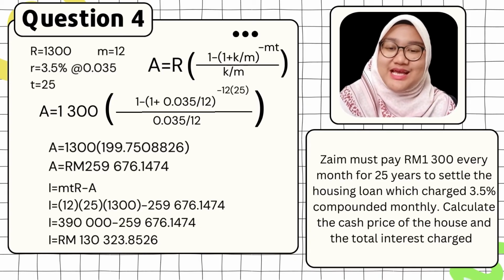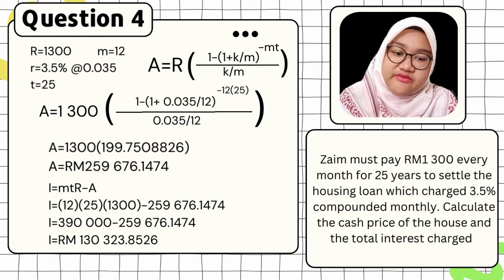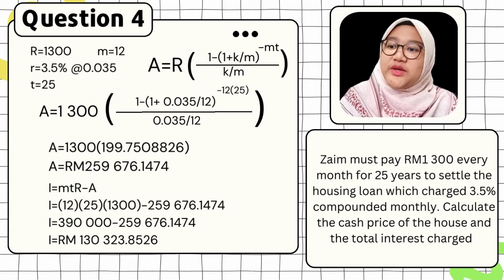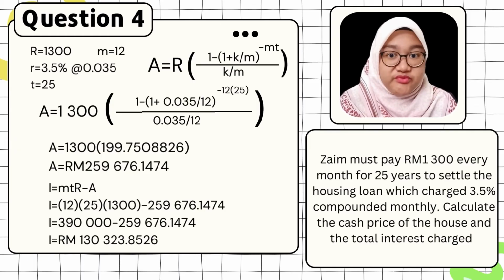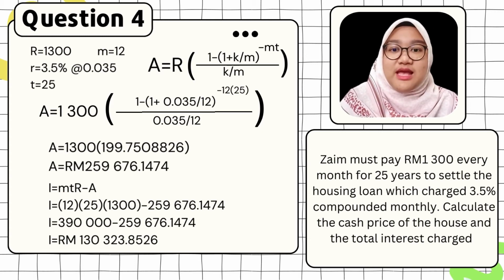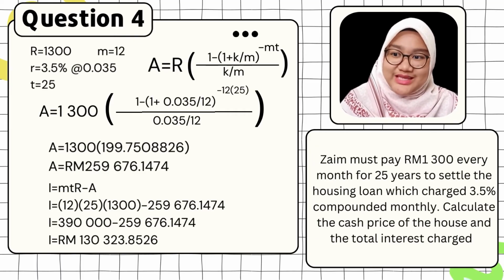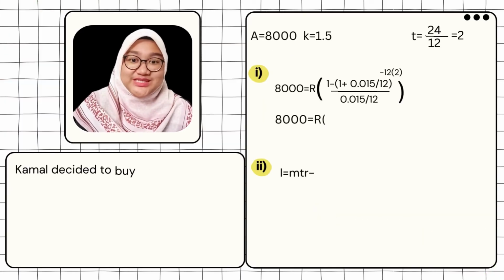So next, let's calculate the total interest charge. For total interest charge, we need to use the formula, which is I equals MTR minus A. The values of MTR and A are the same as before, so you just need to insert the values into the formula, and the answer that you will get is 130,323 ringgit and 8526 cents.